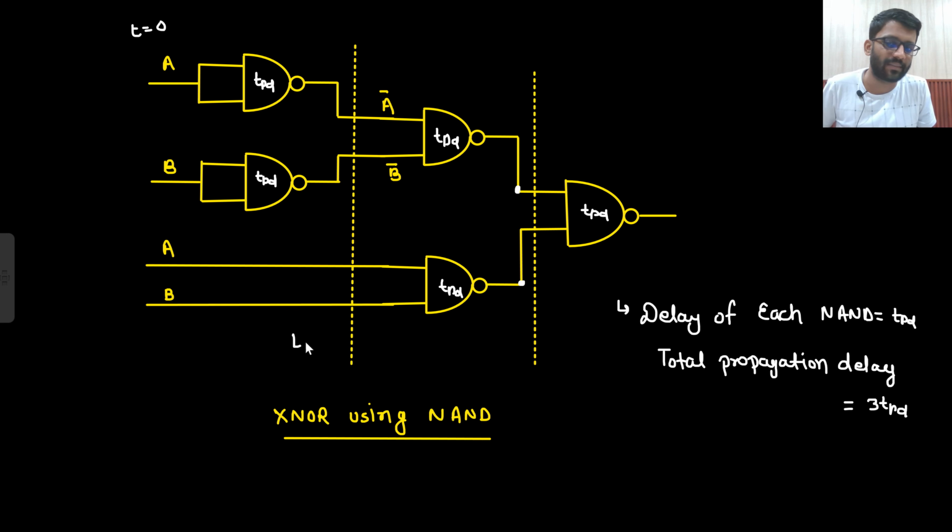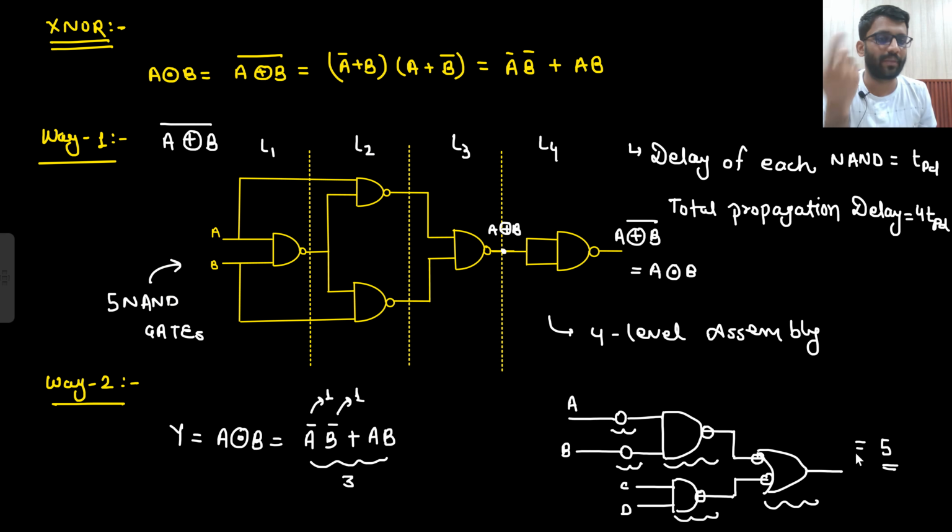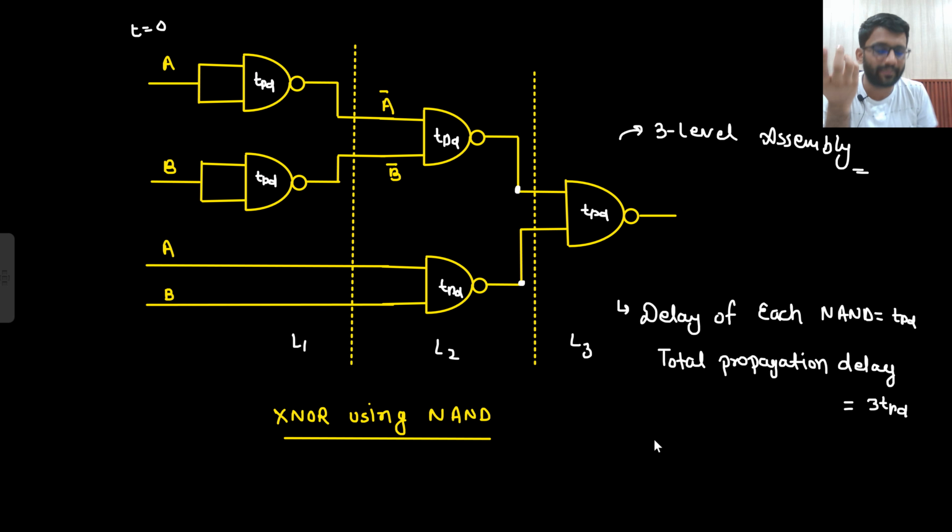So this is level 3 assembly: level 1, level 2, level 3. So you made your XNOR gate using NAND gate only, but here your delay was 3 TPD and there your delay was 4 TPD. So which is a better method? This is the better method, no? Here I am getting less delay.